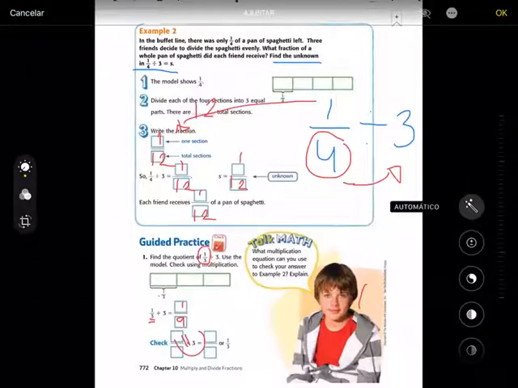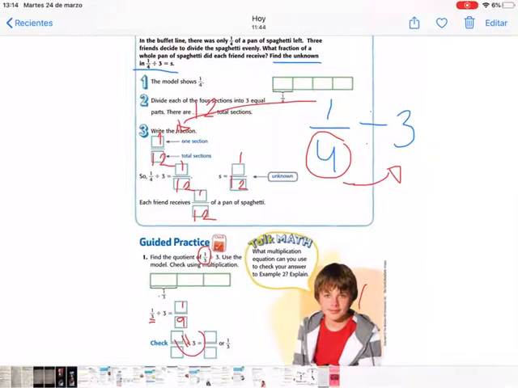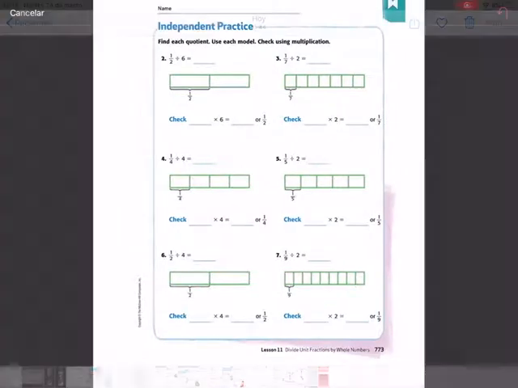Okie dokie. Oh, it looks awful. Sorry. Here.